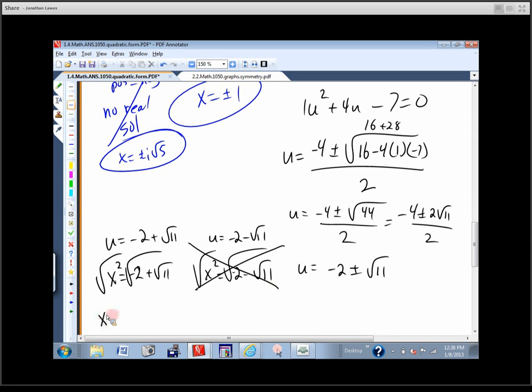So your answers on this one are going to be plus or minus the square root of negative 2 plus radical 11. Now that's an exact answer. You can type this into your calculator and it'll spit out a decimal. But remember, one of them is going to be positive and one of them is going to be negative.